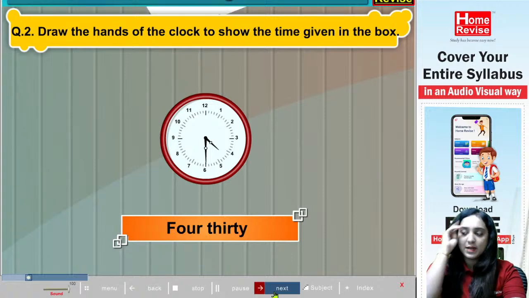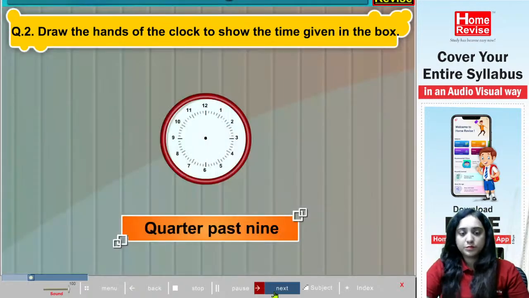Pay attention. 2. Here the time is quarter past 9 or 9:15. So the hour hand is on 9 and the minute hand is on 3.